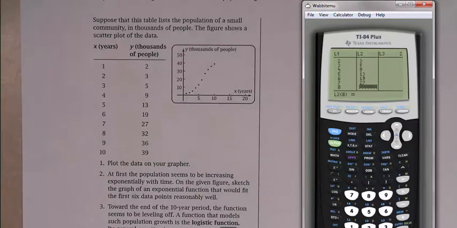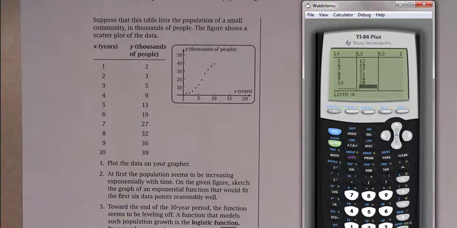27, 19, 27, 32, 36, and 39. Okay, so now I have all my inputs, all my outputs.